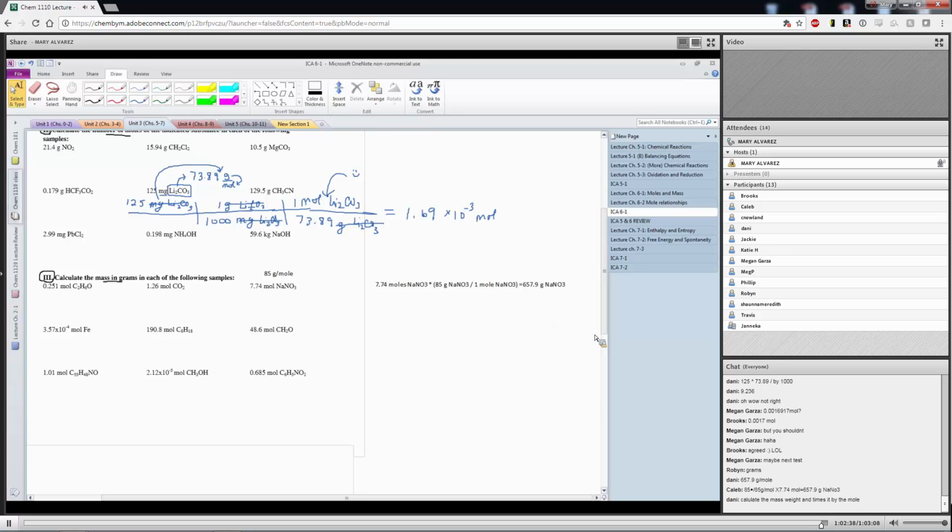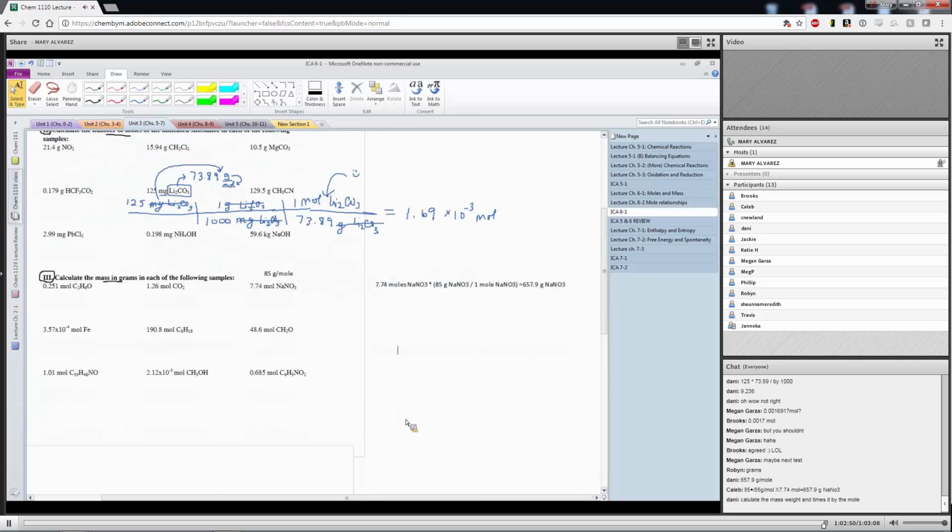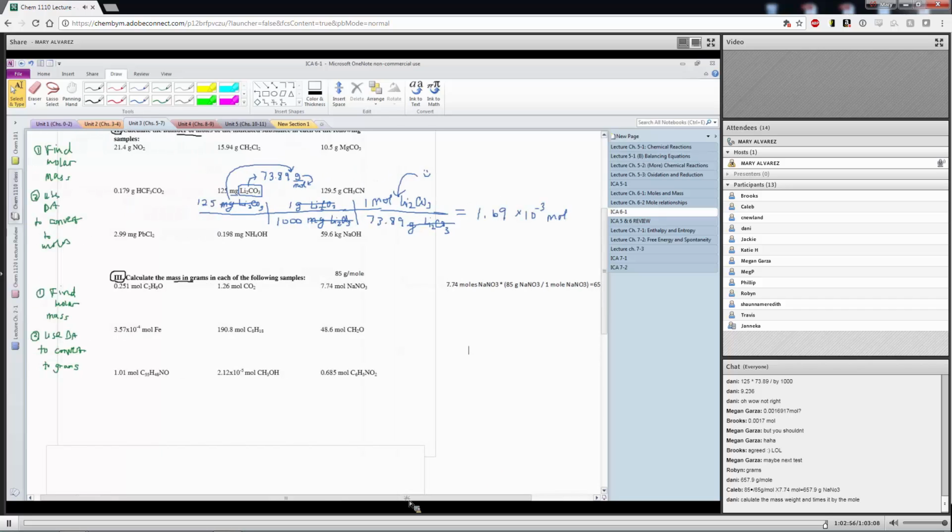Okay. I'm going to let you guys practice this on your own and bring this first page completely done to class on Wednesday. I think you guys can do this. It's pretty straightforward. Again, first you find the molar mass, and then you're going to use dimensional analysis to cancel out the moles and to get to the grams that you want. Okay, and let's take a 5-minute break, and we'll start in on the next section.